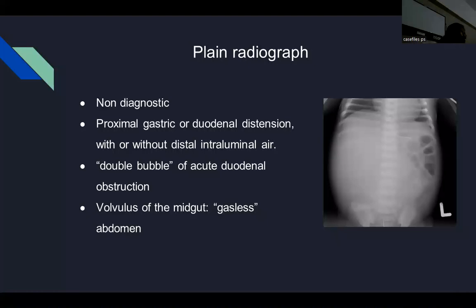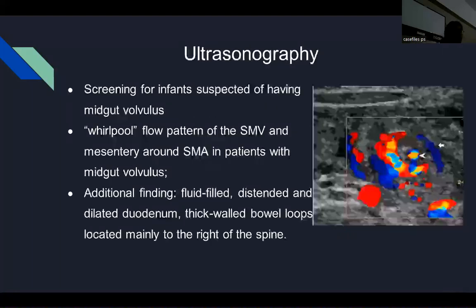So whenever there is extensive obstruction to the duodenum, they can present with proximal dilatation of the stomach and the duodenum. There can be an appearance of a double bubble whenever there is acute duodenal obstruction. However, volvulus of the midgut can present in the X-ray with a gaseous abdomen.